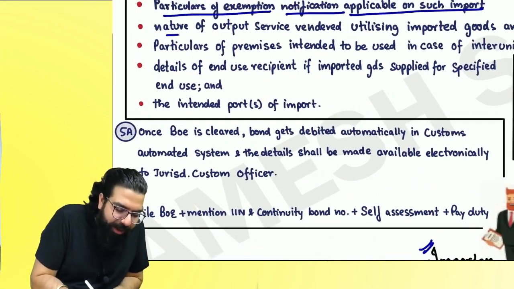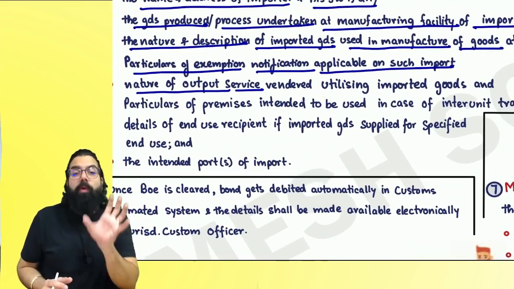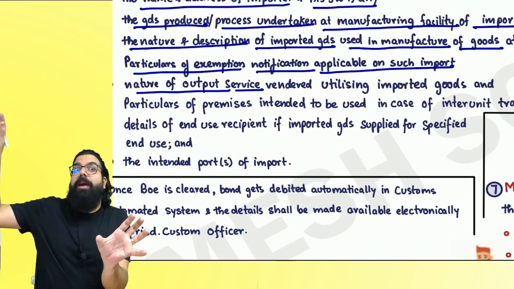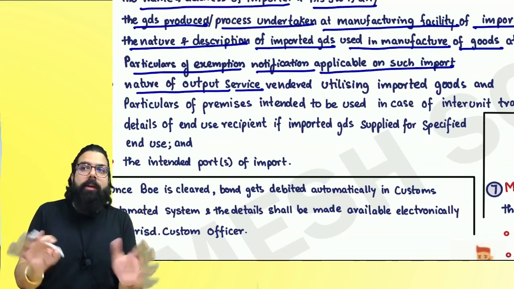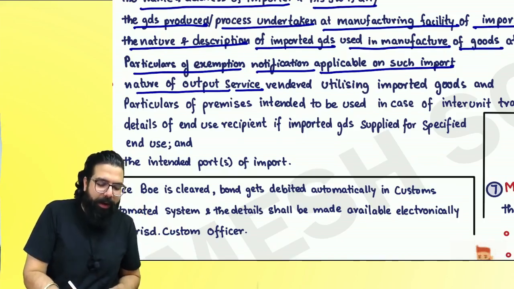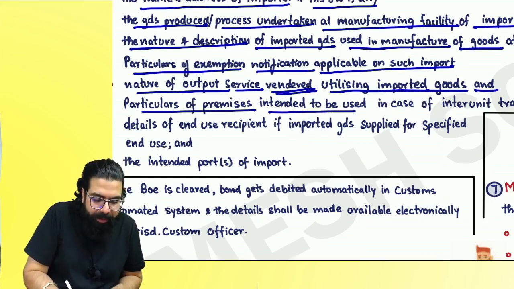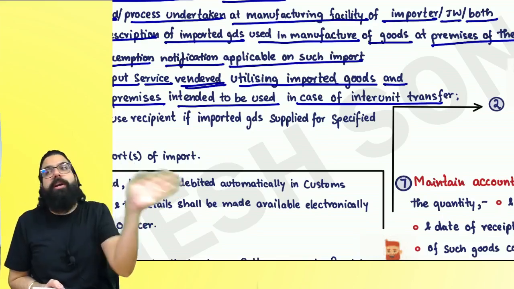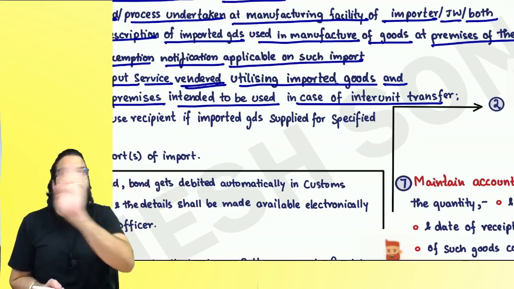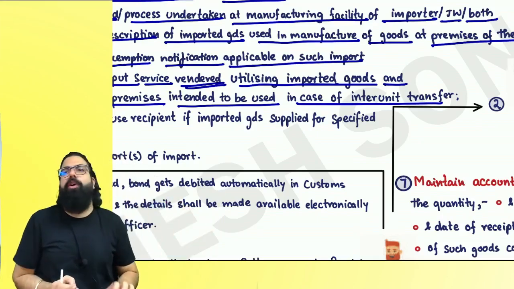Okay. Then the nature of output service. If you are a service provider and you have imported something, then you have to inform, sir, I am a teacher teaching, and if I want to import an iPad, or might be I want to import a teaching screen. Are you guys able to understand? Sir, if you are a service provider, inform about the output service rendered utilizing the imported goods. And particulars of the premises intended to be used in case of inter-unit transfer. Sir, which is when I want to transfer from one unit. Sir, I'm not doing manufacturing only in one unit. I have 2-3 units which are there. From here to here, if you want to send, you have to inform about the other unit also.